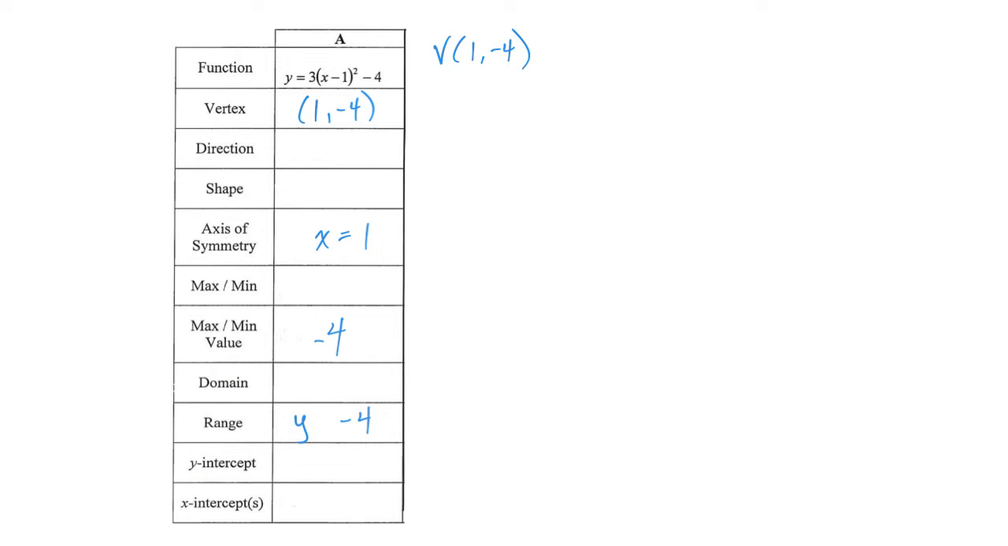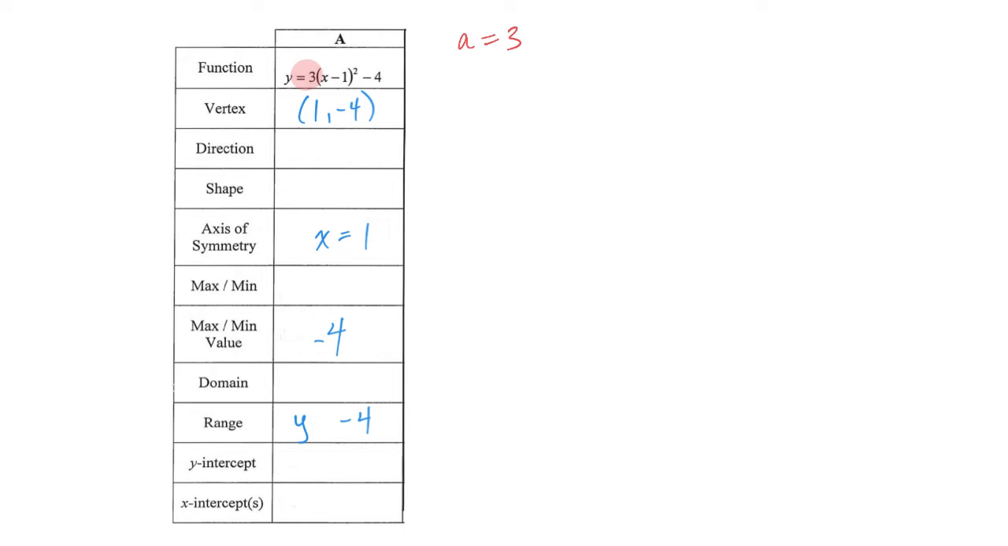And my vertex gives me all of that information. So I can get rid of that blue and we are good. Okay, where next? Well, the other piece of information that I was given in my problem is that 3 out in front. So there's my a value. So I'm just going to jot down that a value of 3.